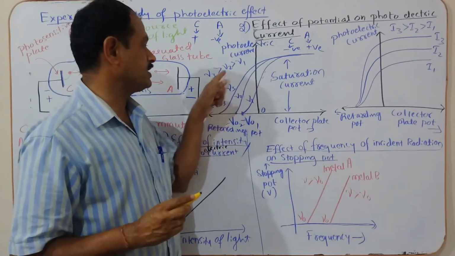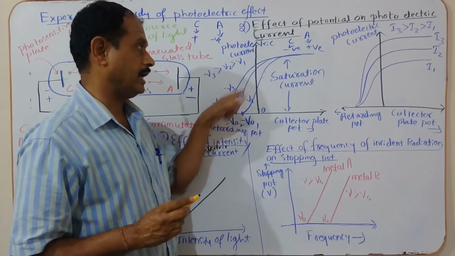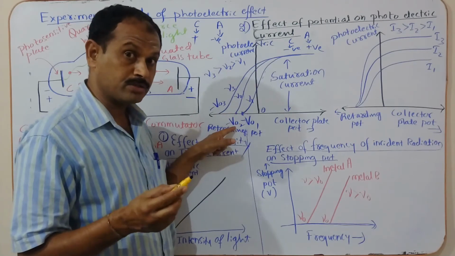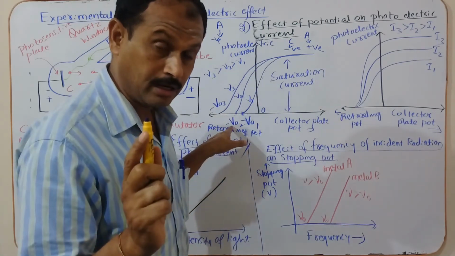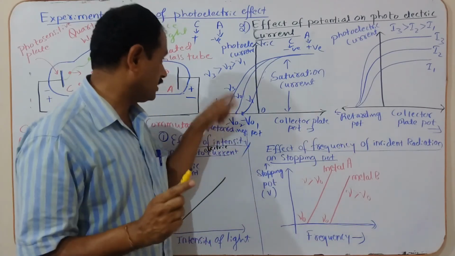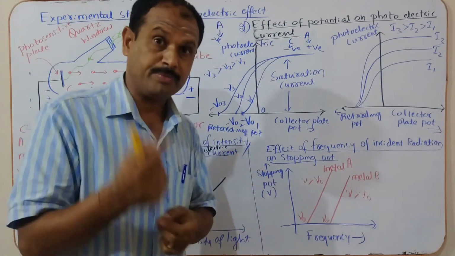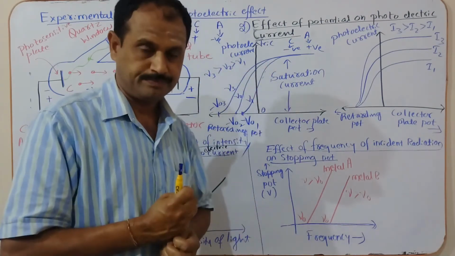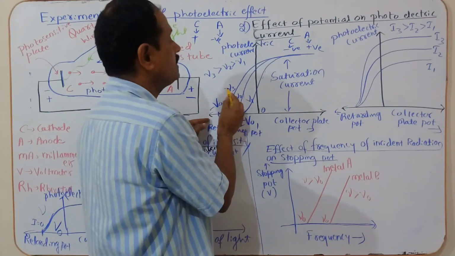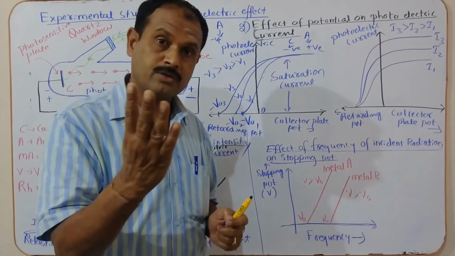Another frequency, ಸ್ವಲ್ಪ ಇದಕ್ಕಿಂತ ಹೆಚ್ಚಿಗೆ ತಗೊಳ್ಳೋದು. ಅಗೇನ್ ಯು ಗಾಟ್ ದ ನೆಗೆಟಿವ್ ಪೊಟೆನ್ಶಿಯಲ್, ರಿಟಾರ್ಡಿಂಗ್ ಪೊಟೆನ್ಶಿಯಲ್, V02, negative potential, retarding potential, stopping potential. Again, increase the frequency. Again, you got another stopping potential. Stopping potential depends upon frequency. But for all the frequencies, saturation current is same.